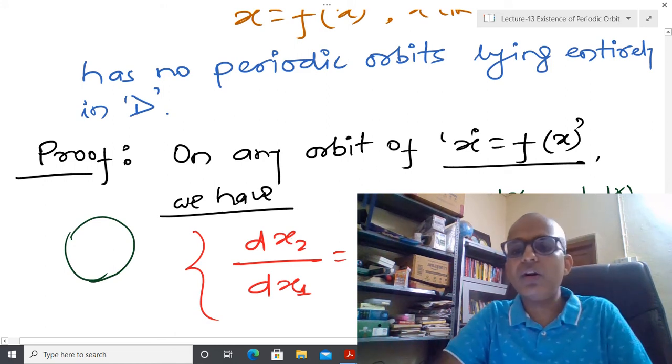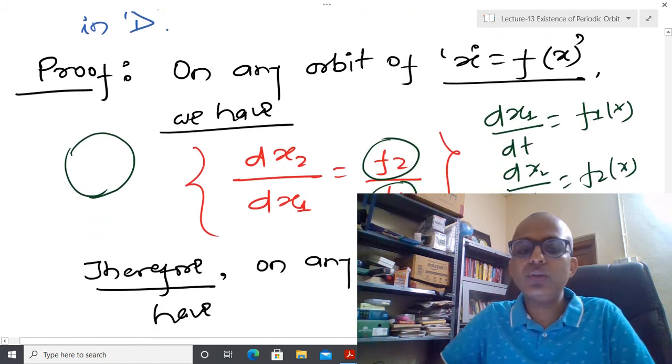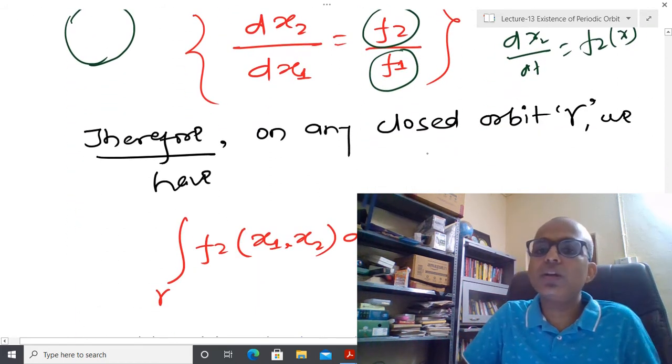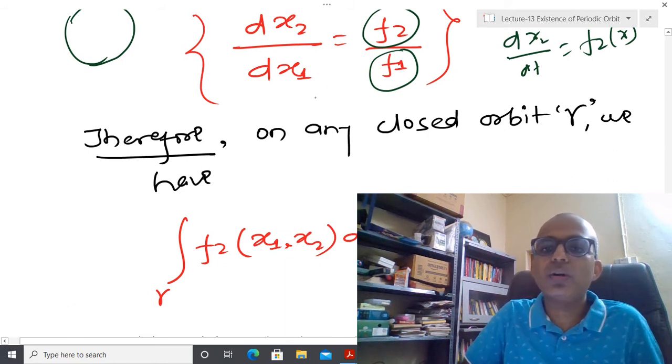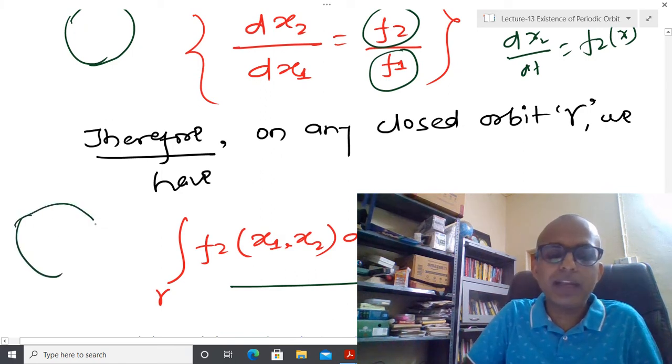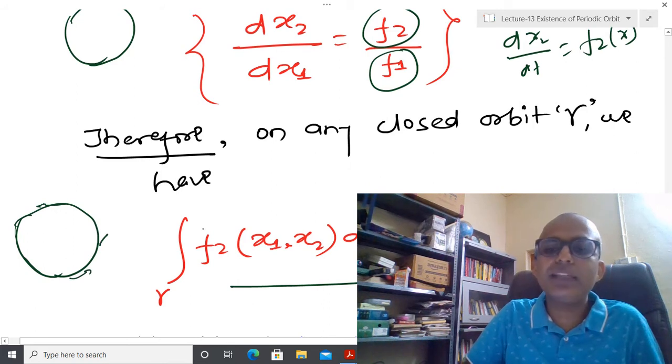Now what I am going to do is take any closed orbit gamma. In that particular closed orbit you can multiply here, and after that you can take the integral. This is also called a line integral about that closed curve gamma. So I have a closed curve here, and I calculate the line integral, and if I have an orbit, that is equal to 0. From here that is obvious.